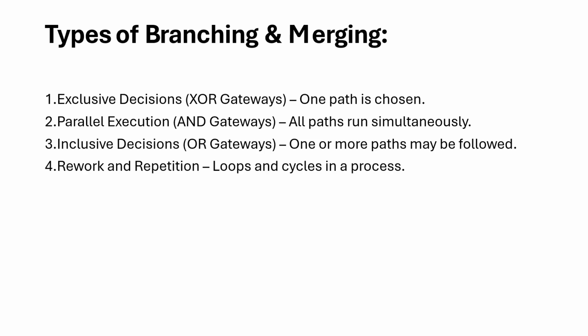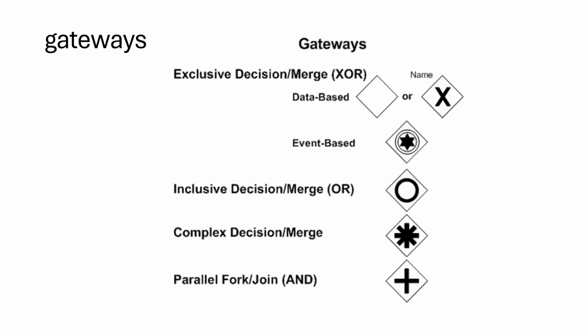Exclusive decisions or XOR gateway, where one path is chosen. Parallel execution or AND gateway, where all paths run simultaneously. Inclusive decision or OR gateway, where one or more paths may be followed. Rework and repetitions, which include loops and cycles in a process. So here are the symbols of those gateways. You can see the first XOR gateway and OR gateway, and decision or merge and the parallel join.